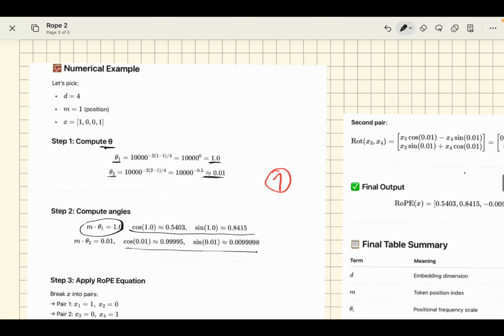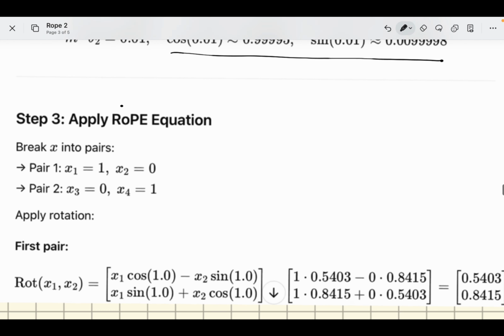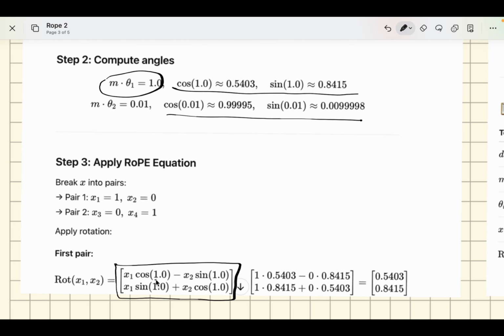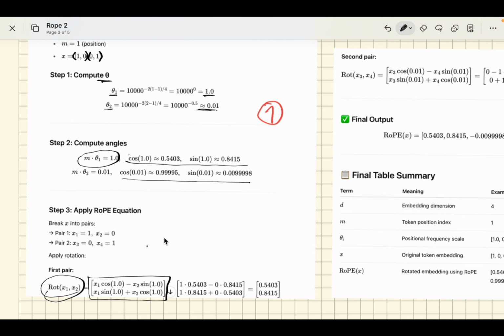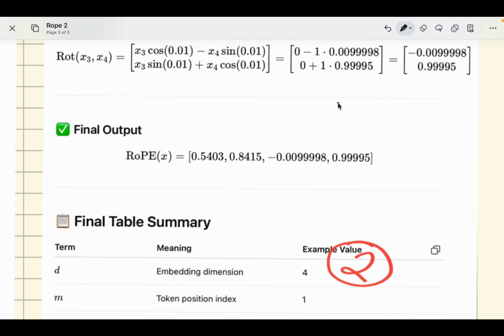In our case, since we have x equal to 1, 0, 0, 1, we can divide it into two tuples or pairs, and then calculate them with the help of complex numbers, which is technically the same as this matrix here. The first pair is 1 and 0, and we multiply it by these cosines and sines to get the rotation of x1 and x2. The same thing applies to the second pair, which is x3 and x4. Technically we will do all this for whatever our embedding is.